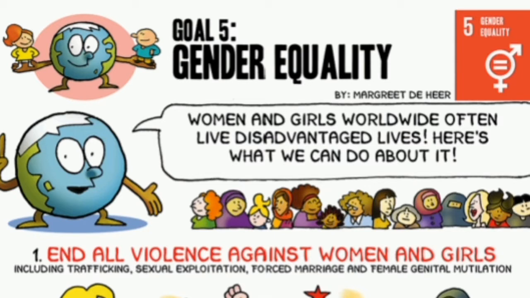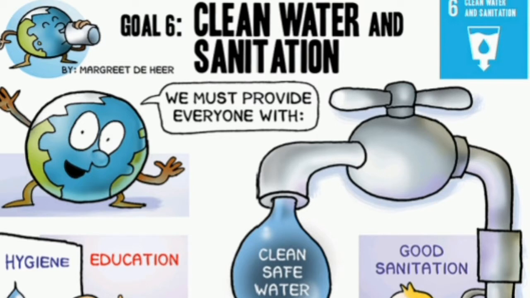Fifth is gender equality. Women and girls worldwide often live disadvantaged lives. Here's what we can do about it: end all violence against women and girls. Eliminate all forms of violence, including trafficking and sexual and other types of exploitation.